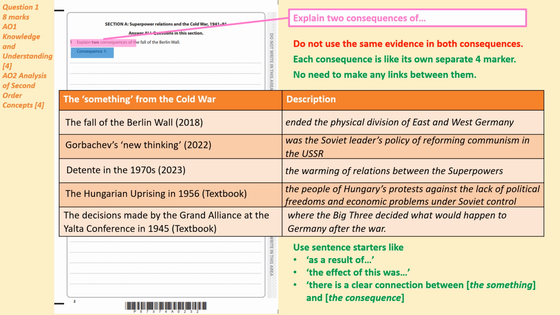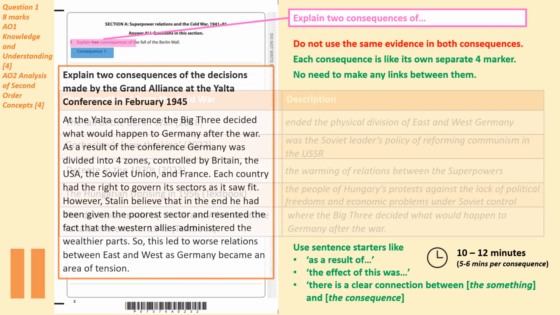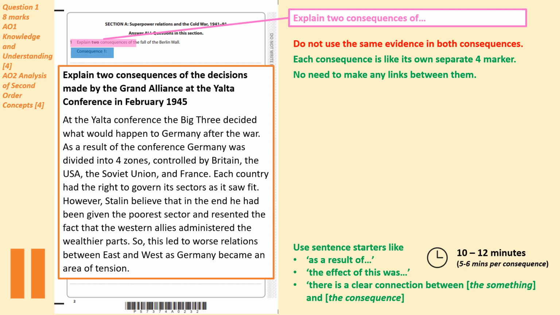A strong answer is one that explains 2 consequences clearly, where those consequences are supported with specific information that demonstrates good knowledge of the period. This question should take about 10 to 12 minutes in total, or about 5 to 6 minutes per consequence. Pause the video and read my example answer of 1 consequence, but remember to get the full 8 marks you would need 2.